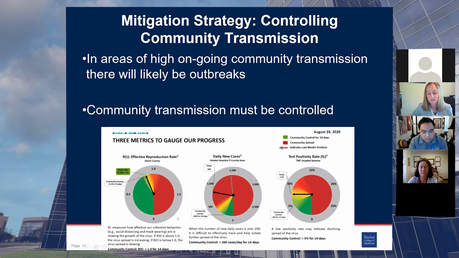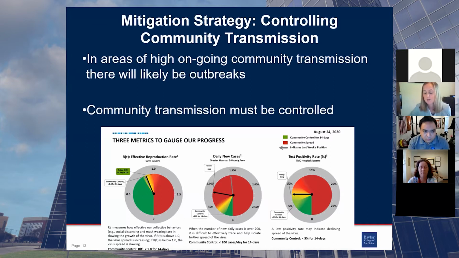However, for community control, we need to have less than 200 cases for over 14 days. And that 200 case benchmark is based on the availability of contact tracing to be effective in finding and isolating new cases and quarantining contacts. And then the last measurement is test positivity rate. So how many tests out of the total testing population turned positive.